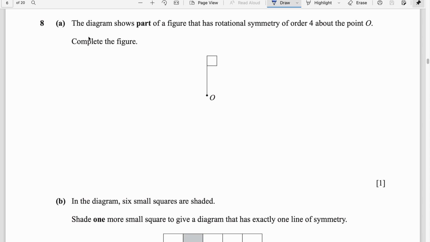Question number 8. The diagram shows part of a figure that has rotational symmetry of order 4 about the point O. Complete the figure. Order 4, so it would rotate 4 times in 360, making an angle of 90 degrees each time. So at 90 degrees, try to keep the length and size same. This is a bit longer, please keep it same.